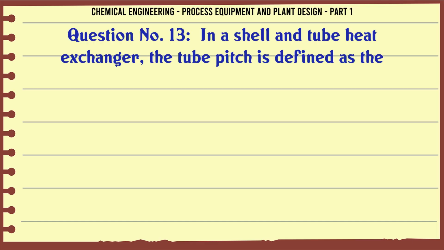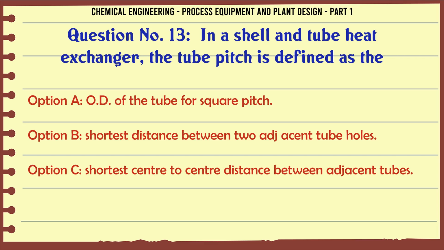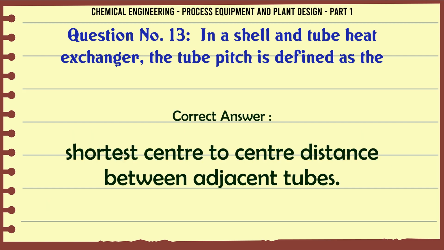In a shell and tube heat exchanger, the tube pitch is defined as the A. OD of the tube for square pitch, B. shortest distance between two adjacent tube holes, C. shortest center-to-center distance between adjacent tubes, D. none of these. The correct answer is shortest center-to-center distance between adjacent tubes.